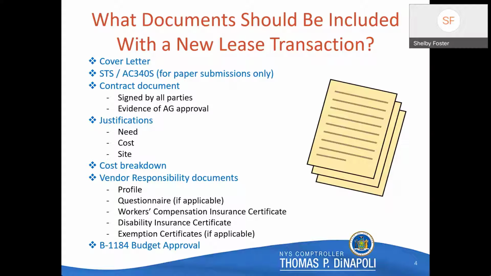The next document would be a contract document. This is the written lease agreement signed by all parties. Next, you'll need your justifications. This will be the need, cost, and site justification. Your cost breakdown. A cost breakdown differs from cost justification in that the breakdown is the calculation of how the transaction value was determined. And the cost justification includes documentation to show the cost of the lease is fair and reasonable.